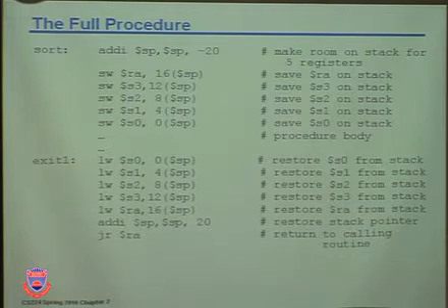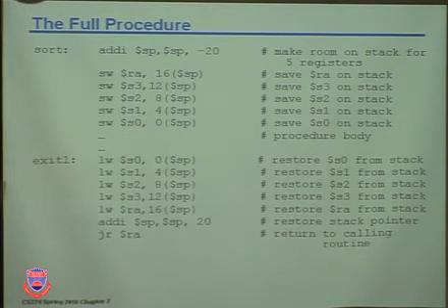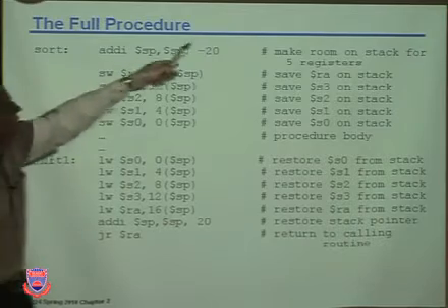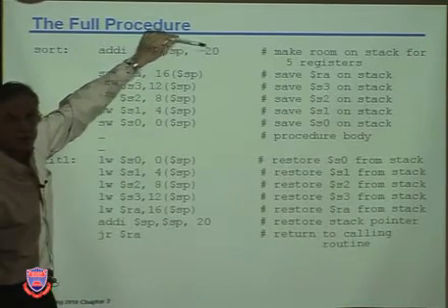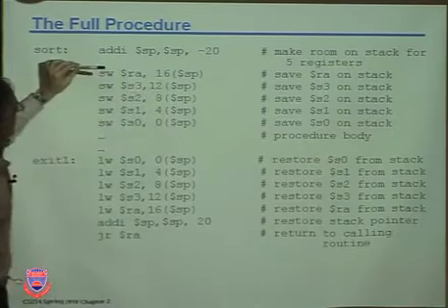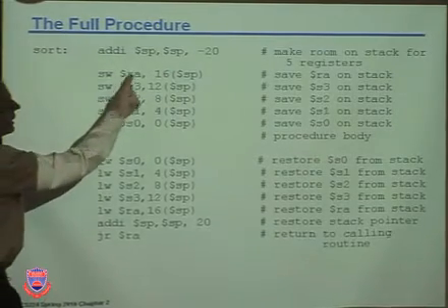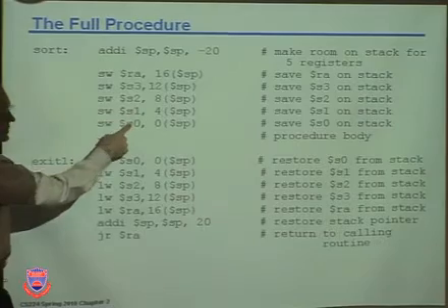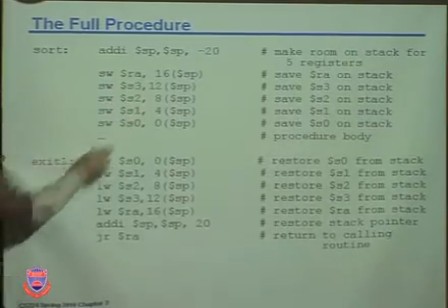So the full thing, when you package that inside this, looks like this. Make room on the stack, because sort has been called, for how many places? 5, right? Push, push, push, push, push the current values of RA, S3, S2, S1, and S0. Can anybody answer the question, why am I pushing this? Why am I pushing that, pushing that, pushing that?